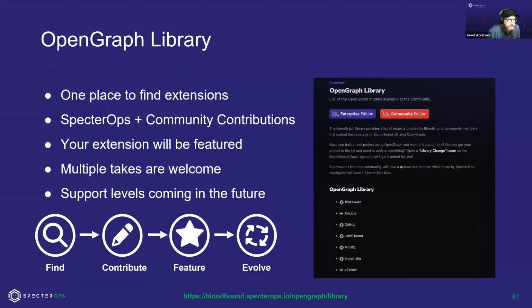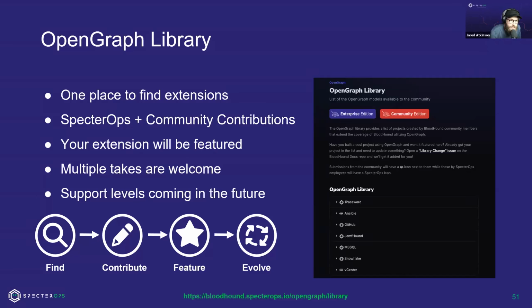So we really want to get the community thinking about what the different platforms or capabilities are that they want to see in Open Graph, and we're trying to promote it as you go. In this Open Graph library, which is in the BloodHound documentation, we are highlighting any of the Open Graph extensions that we're aware of. So Phil, if you're working on an Open Graph extension, please feel free to let us know, and we'll try to get it added to the library.